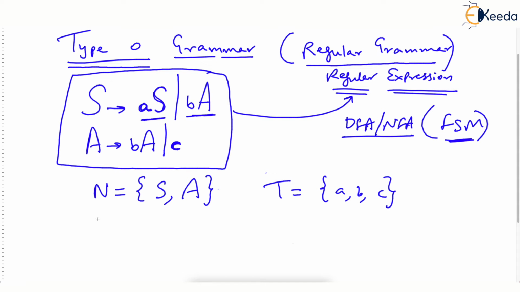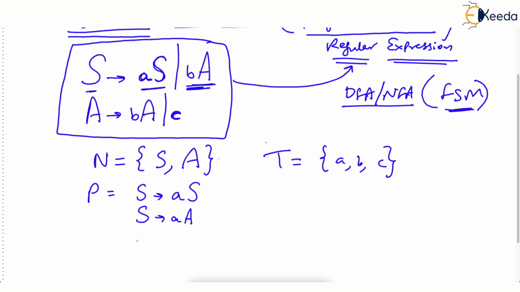And the productions P are, I'll write them just to make clear, the first production is S derives aS, correct? Second production is S derives bA. I have just split this OR operator to make it very clear. Okay, and then the third production is A derives bA, and the fourth production is A derives c. These are the productions, and the start symbol obviously is S, which is the top left symbol written in our regular grammar. This is the regular grammar.